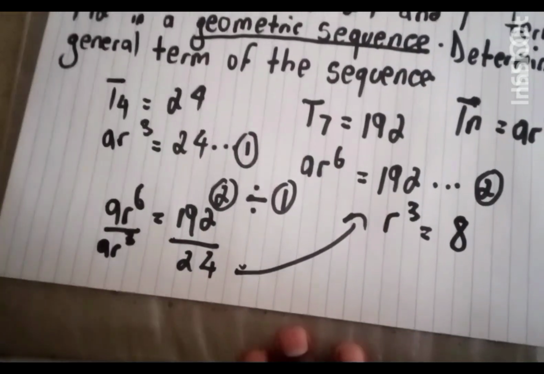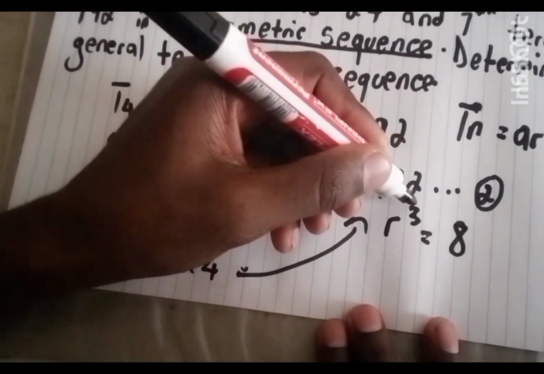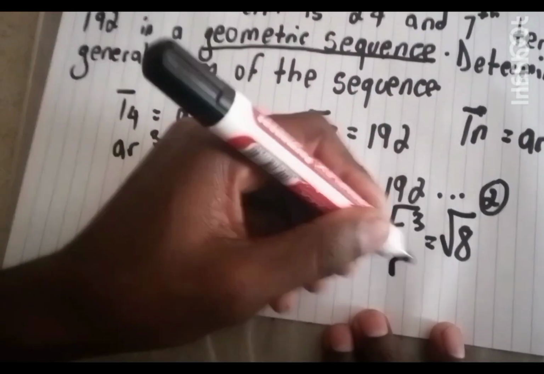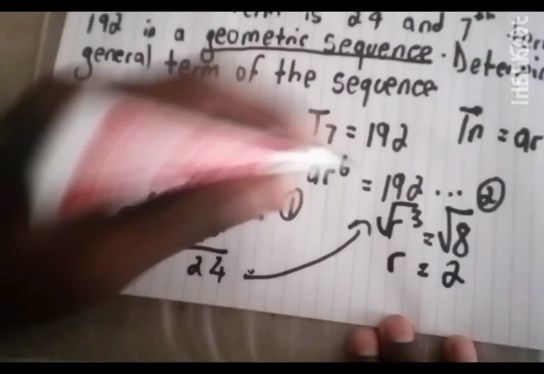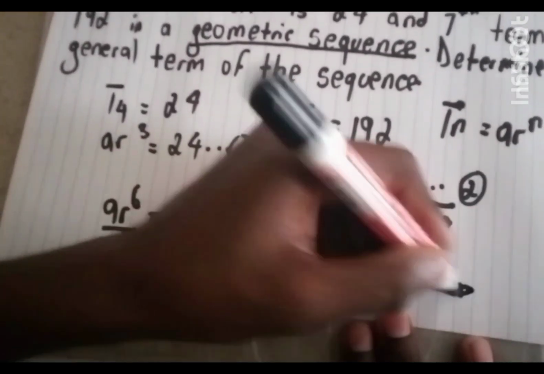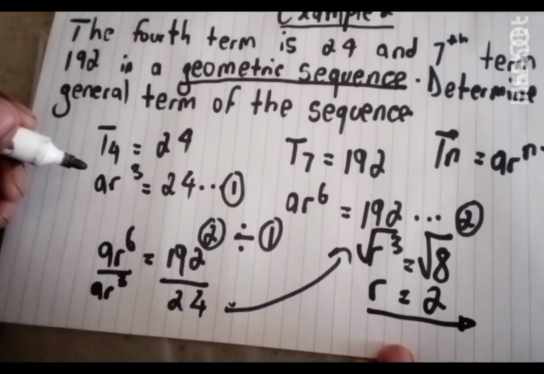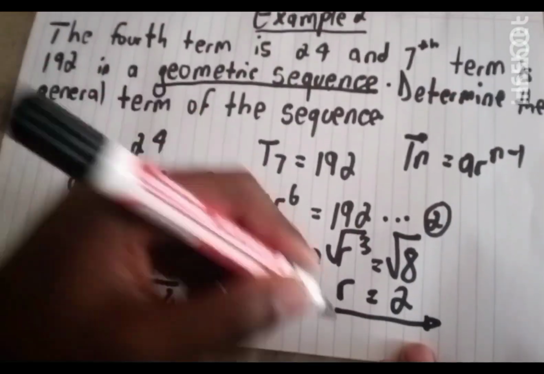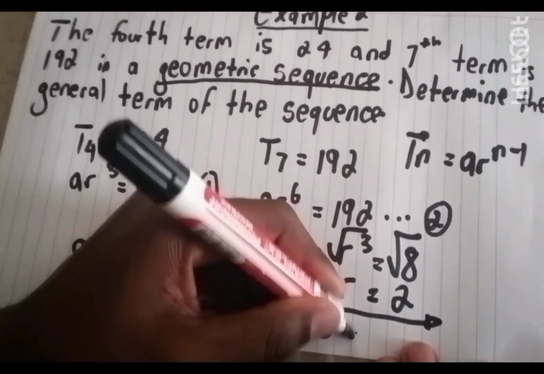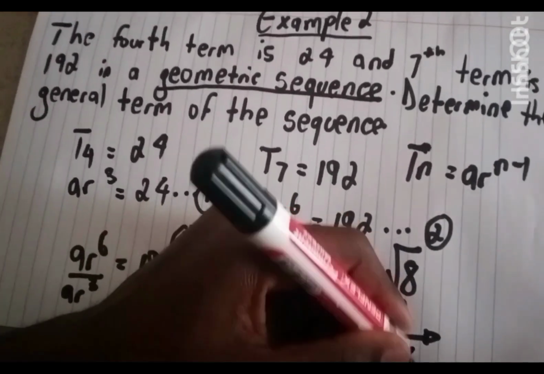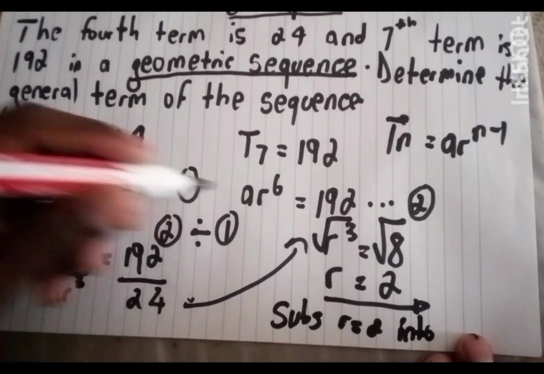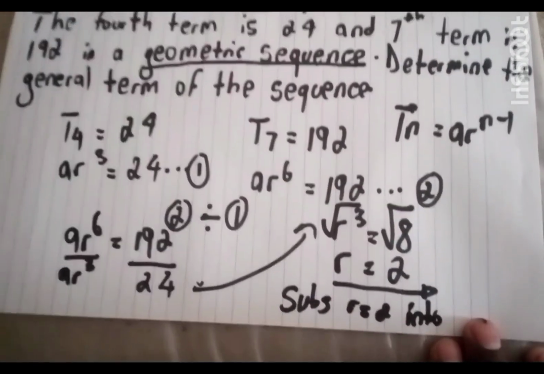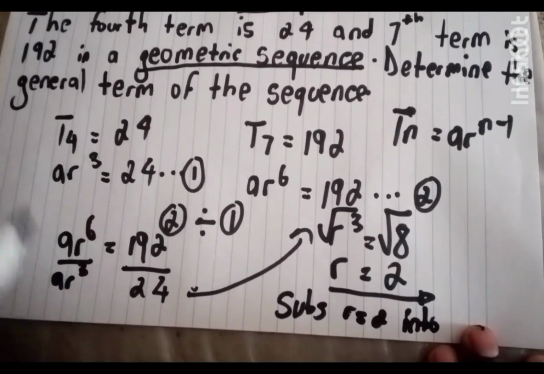In order to solve for r, we need to apply cube roots to both sides. The cube root of 8 is equal to 2. So the value of r is equal to 2. How can you solve for a? In order to solve for a, substitute r is equal to 2 into either equation 1 or equation 2, and we are going to get the same answer. So substitute r is equal to 2 into equation 1.